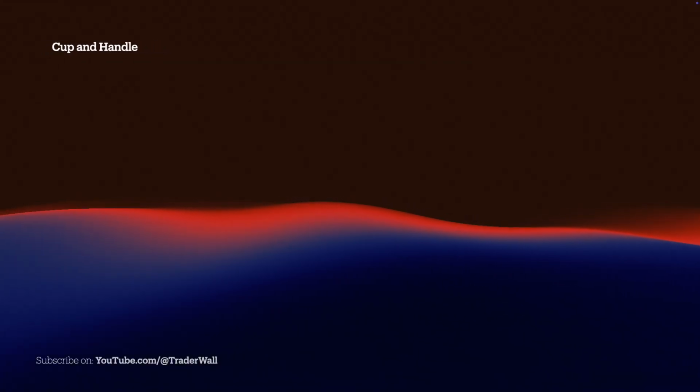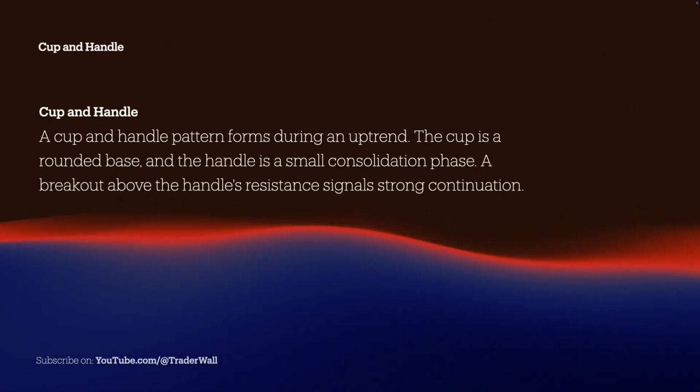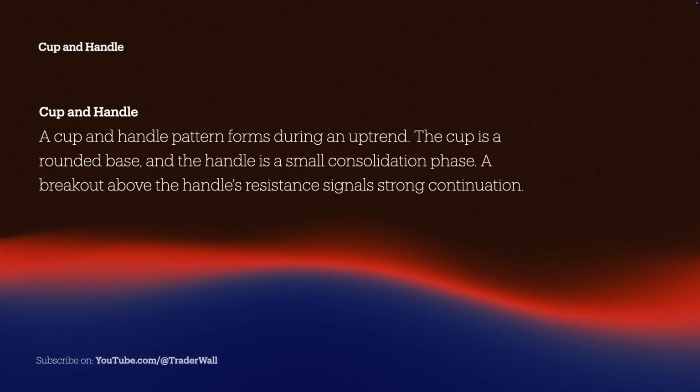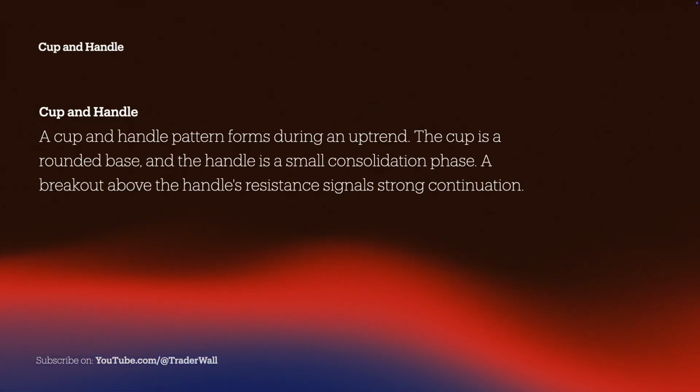Cup and handle. A cup and handle pattern forms during an uptrend. The cup is a rounded base and the handle is a small consolidation phase. A breakout above the handle's resistance signals strong continuation.